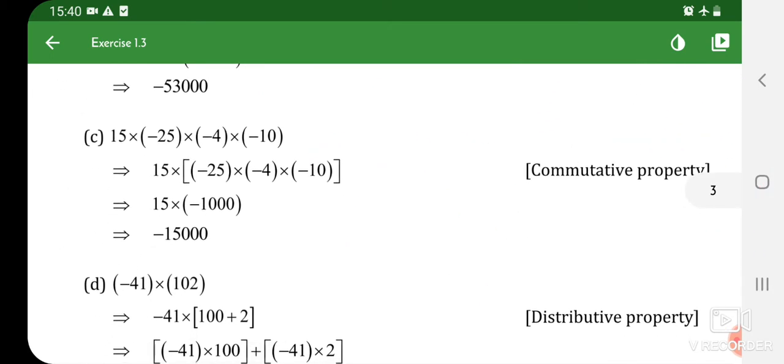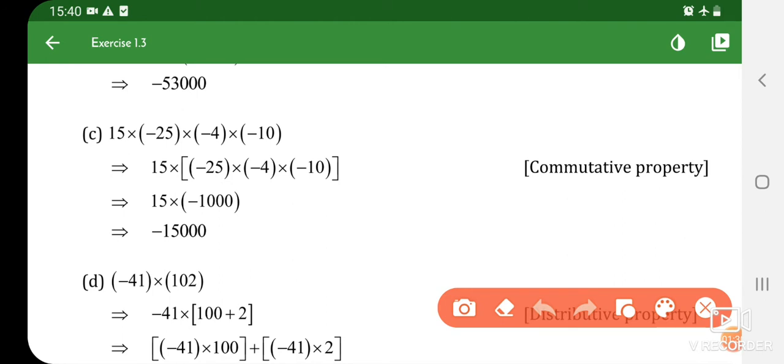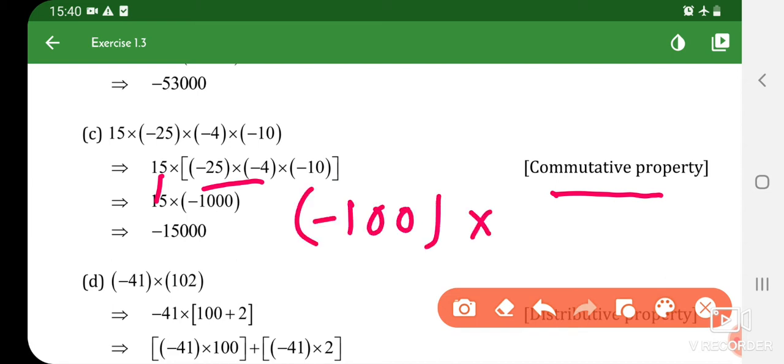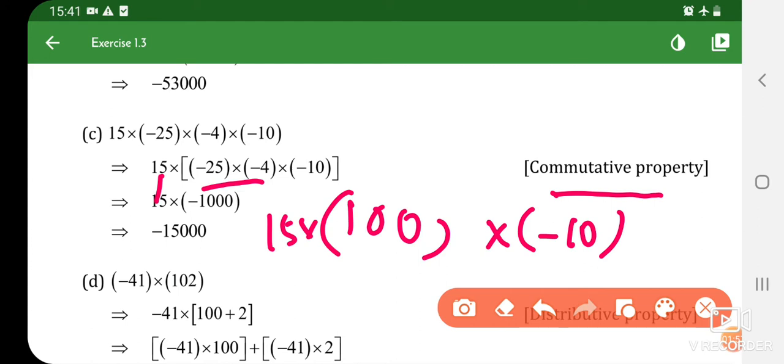Next is 15 into minus 25 into minus 4 into minus 10. Same, we are using commutative property. So 15 as it is, minus 25 into minus 4, minus and minus is plus, 25 into 4 is 100, and this minus 10. Okay. After that, this 100 into minus 10, when we multiply, the answer is minus 1000 into 15, minus 15,000.